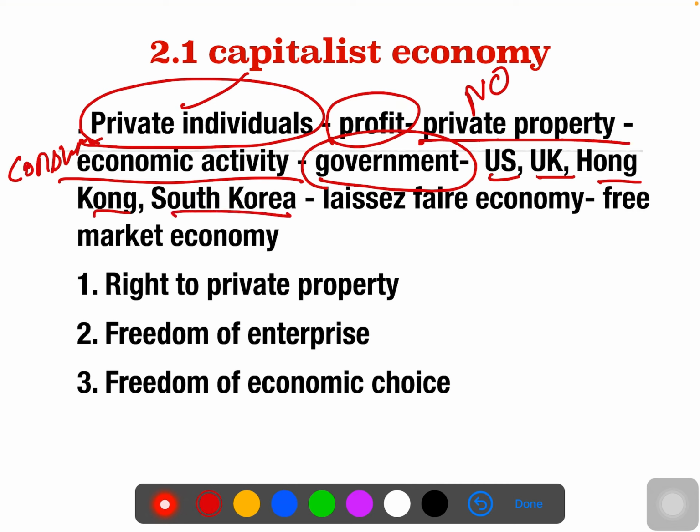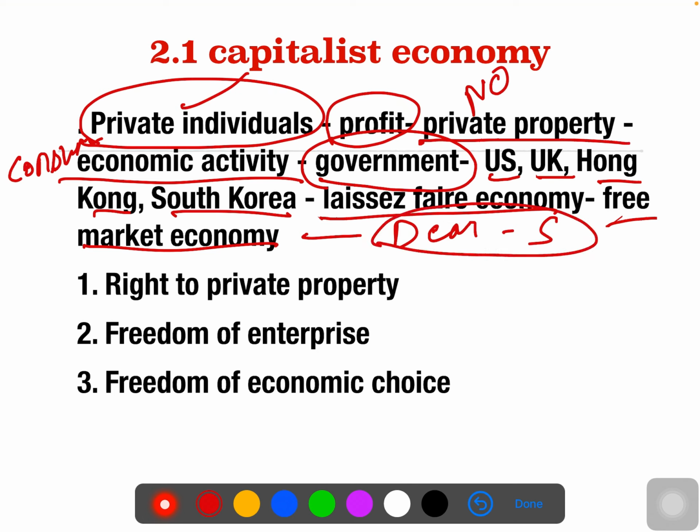A few of these countries are not completely capitalist, but they have some features of the capitalist economy, so we consider them capitalist economies. The capitalist economy is also called a laissez-faire economy, which means an economy where the government's role is nil or very little. It is also called a free market economy. Why? Because it is completely controlled by demand and supply, which are market forces. No one controls this kind of economy.